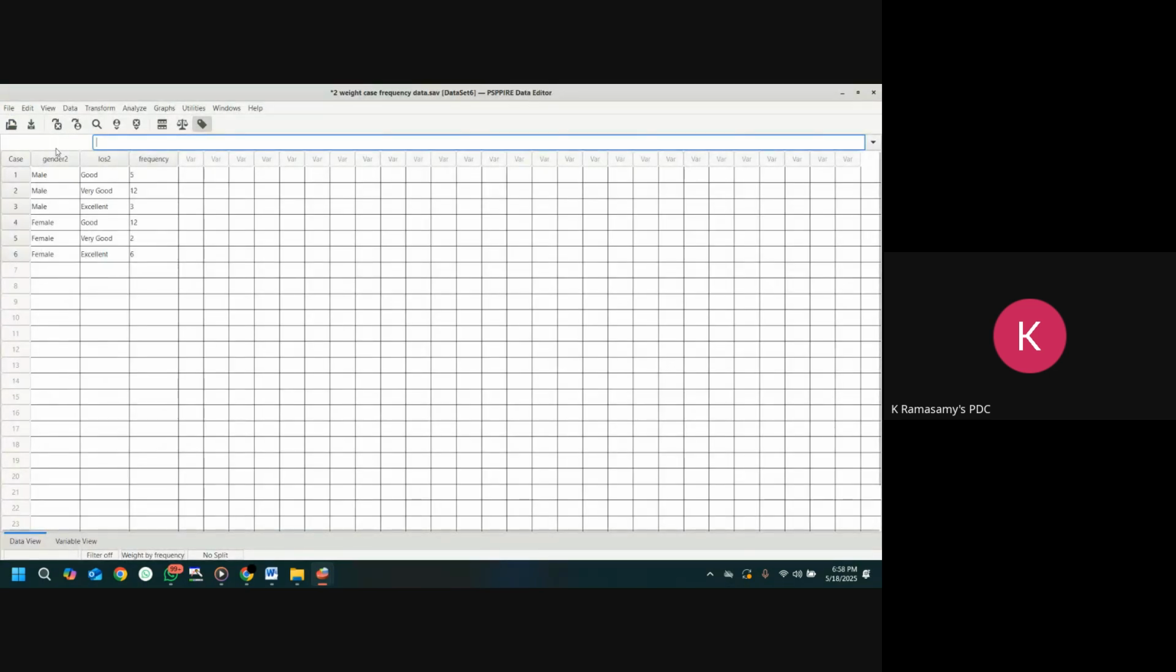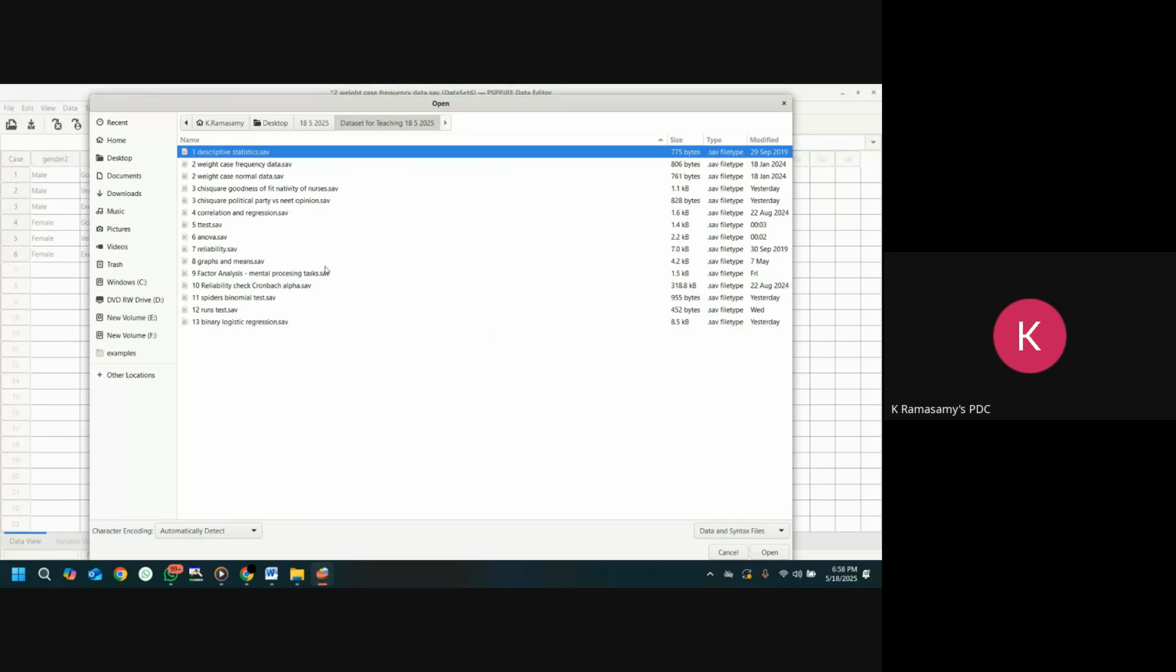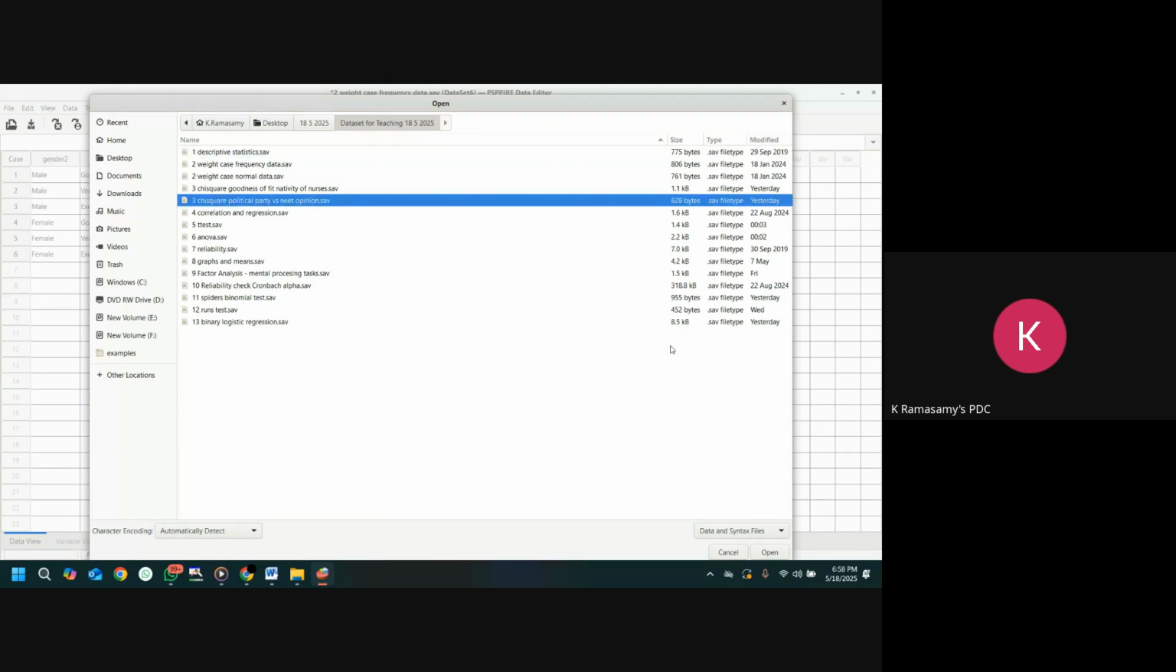Okay, yes, I'll give a small example. Go to File, I say open. There's a file called political party versus NEET opinion. Okay, I say open.